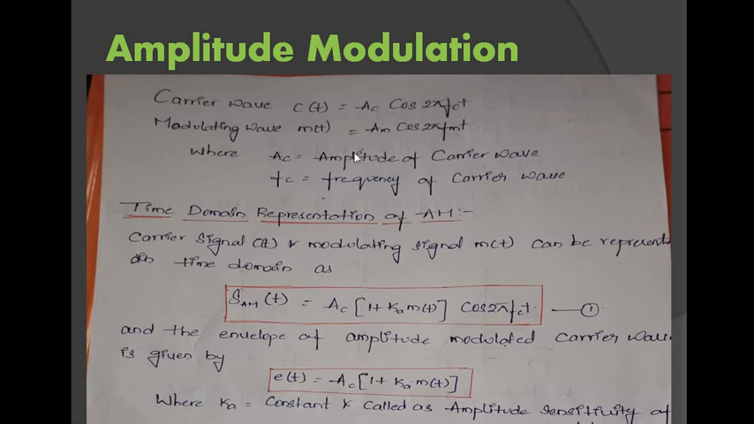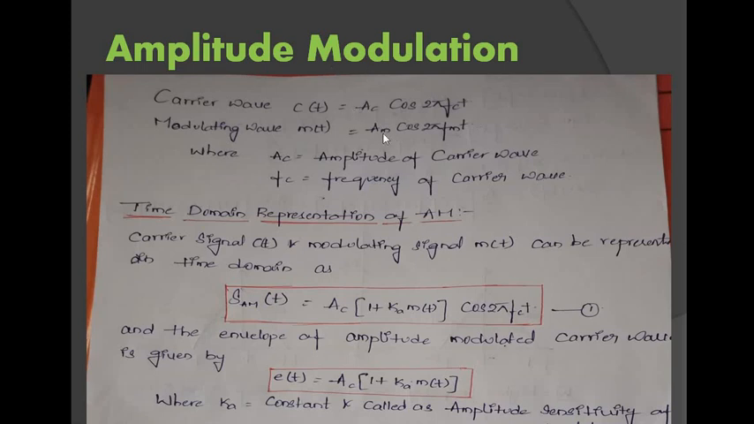See the carrier signal c(t) that I am giving over here. Everyone should practice this. The carrier wave c(t) is given as AC cos 2 pi fc t. This fc is the frequency of your carrier signal, and the modulating signal or message signal m(t) is given as AM cos 2 pi fm t, where fm is the modulating frequency, or the frequency of your message signal. AC is the amplitude of the carrier wave, and fc is the frequency of the carrier wave.